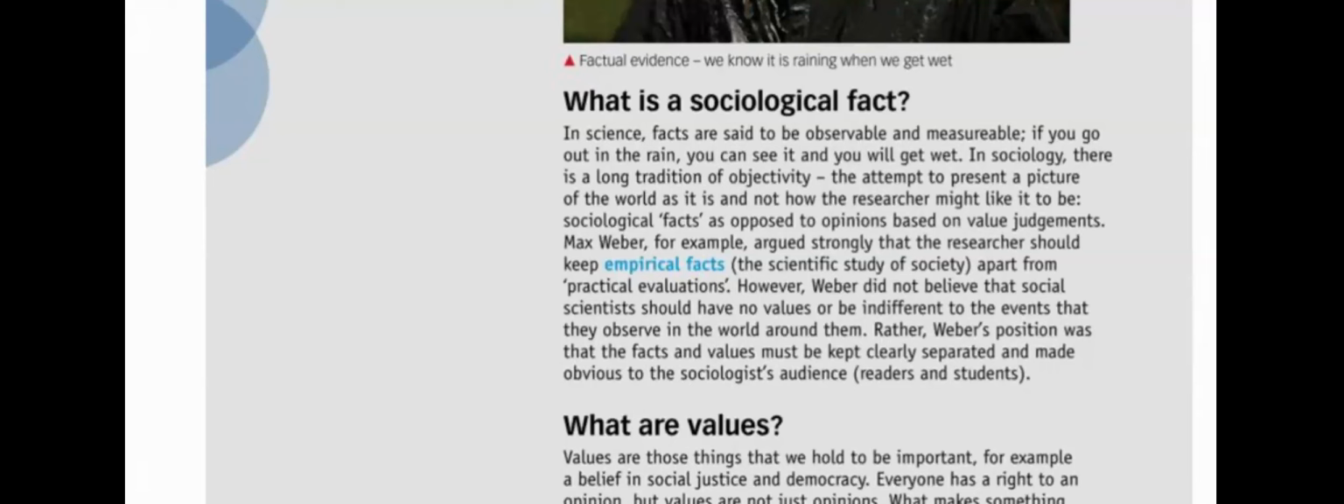Rather, Weber's position was that facts and values must be kept clearly separated and made obvious to the sociologist's audience, readers, and students. So this basically means that, again, Max Weber was talking about the fact that scientific study is basically sociological facts. Those are things that actually exist, and those should be kept separate from all the theories that we present. So those are completely separate: facts and values.